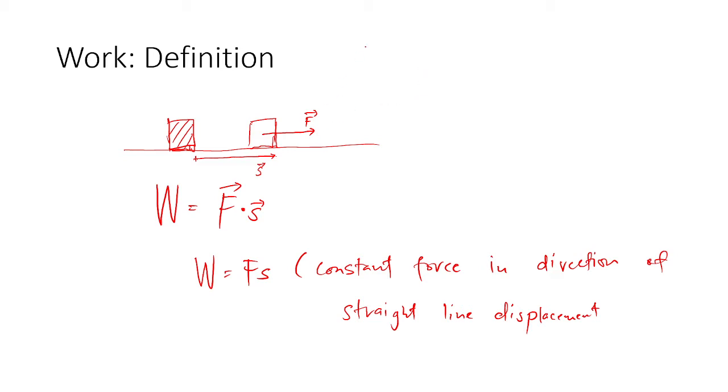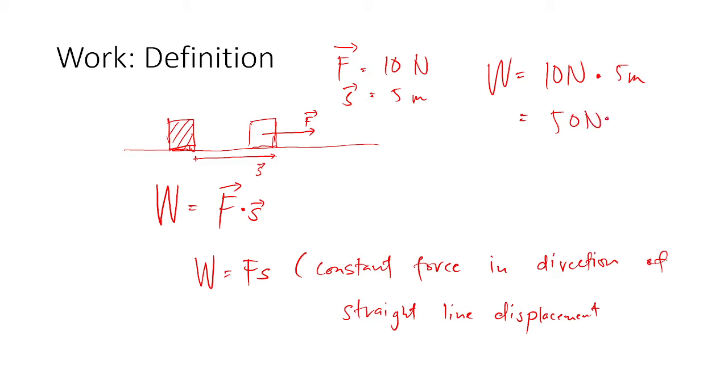So basically, if our force here is just 10 newtons, and the distance we covered is, let's say, 5 meters, we will have work equal to 10 newtons times 5 meters. So the work done on this object is just 50 newton meters. So that is our work, or the definition of work.